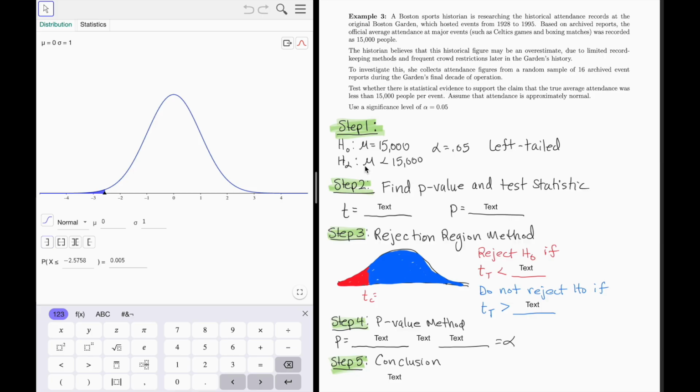Now, because we are testing a claim about a mean, we're going to use mu when we set up our hypotheses. So for the null hypothesis, we're going to set mu equal to the claimed or the historical value. This is what it's thought to be up until this point. And then someone's going to challenge that and say, no, I think the mean is less than 15,000. So this is the alternative. Because it's a less than test, this is going to be left-tailed, and we're using an alpha of 0.05.